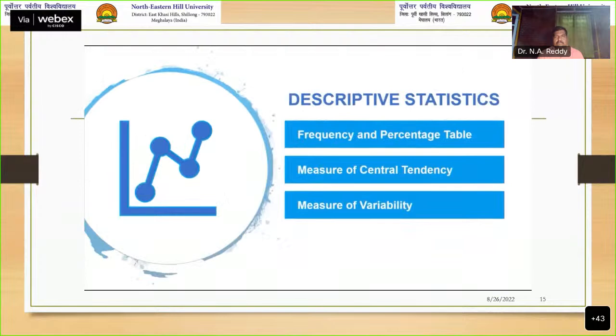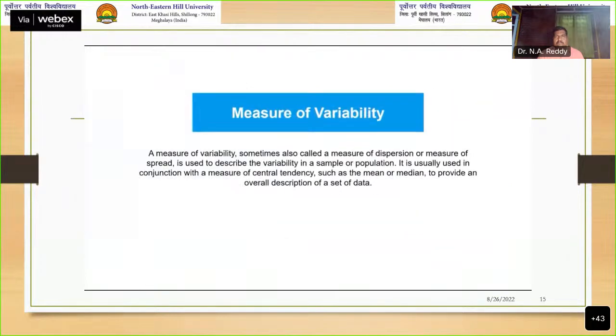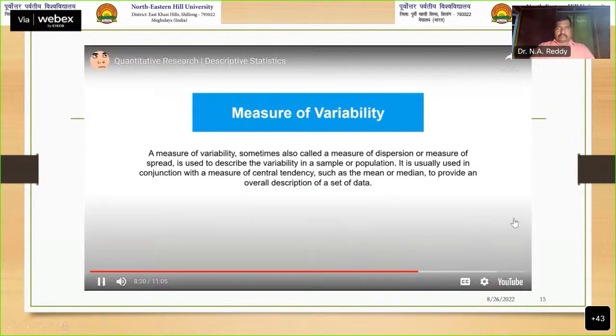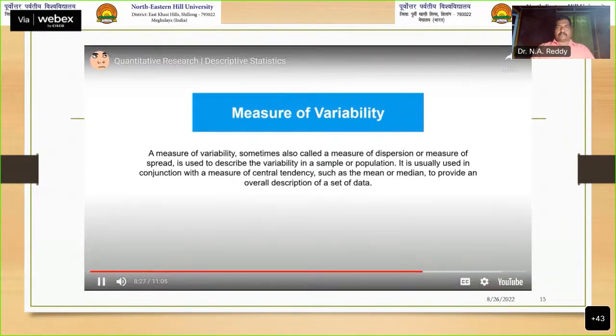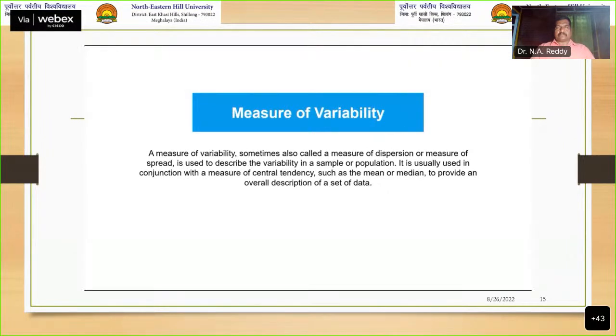Finally, the measure of variability. A measure of variability, sometimes also called a measure of dispersion or measure of spread, is used to describe the variability in a sample or population. It is usually used in conjunction with a measure of central tendency, such as the mean or median, to provide an overall description of a set of data. A measure of variability gives us an idea of how well the mean, for example, represents the data. If the spread of values in the dataset is large, the mean is not as representative of the data as if the spread of the data is small. This is because a large spread indicates that there are probably large differences between individual scores.